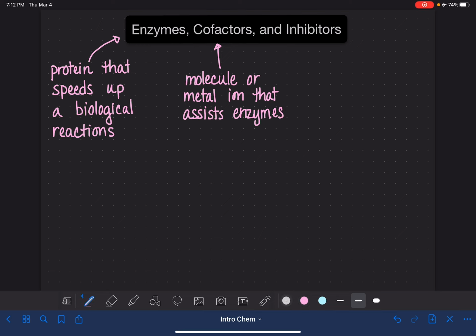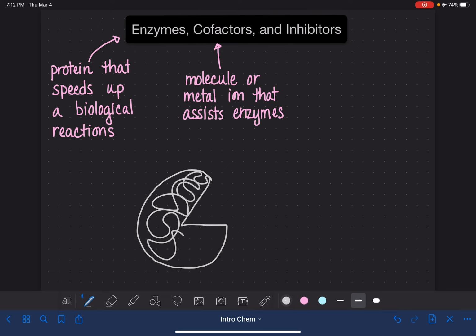Enzymes are a lot of times modeled as molecules that have a pocket in them. So sometimes enzymes are shown as a Pac-Man looking shape, where this is the protein right here, and it's got some sort of hole, some sort of opening inside of it. The substance that is designed to be acted on by this protein is something that fits perfectly inside this opening of the enzyme.